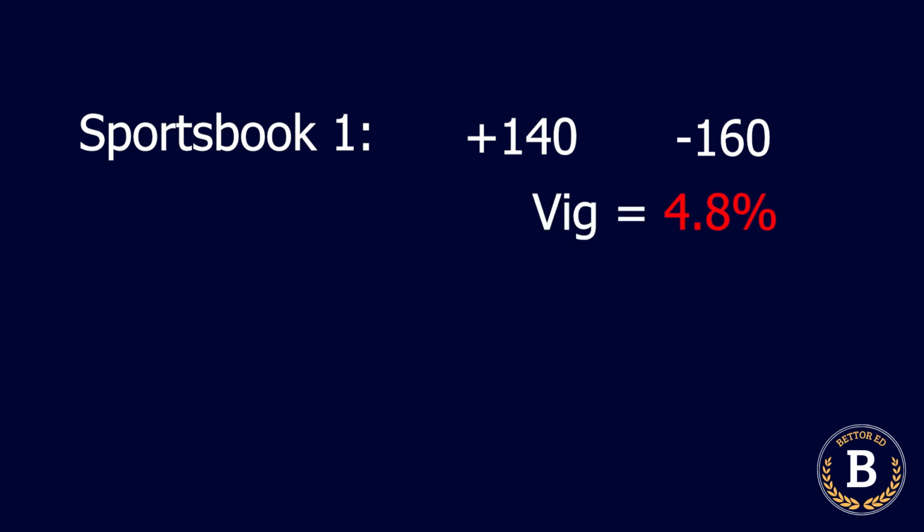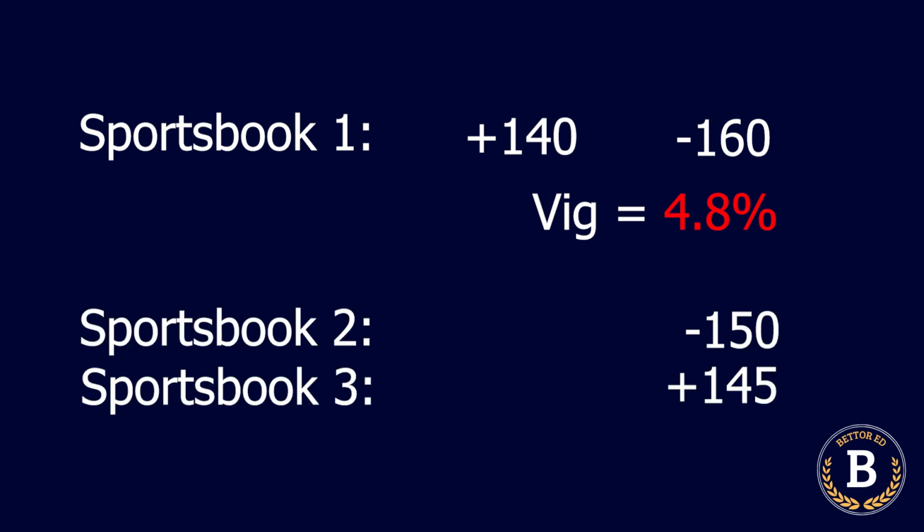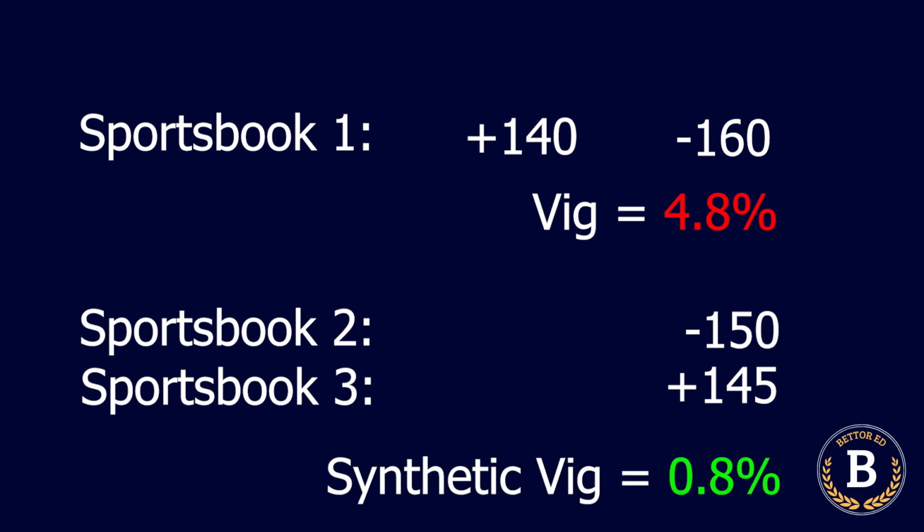Now let's say you shop around at different sportsbooks and you find minus 150 and plus 145 as your best bets on both sides. That takes the vig down to 0.8%. That 0.8% is your synthetic vig. You've made that vig. You synthesized it by looking at different sportsbooks. So you've taken that down all the way from 4.8 to 0.8 just from line shopping.